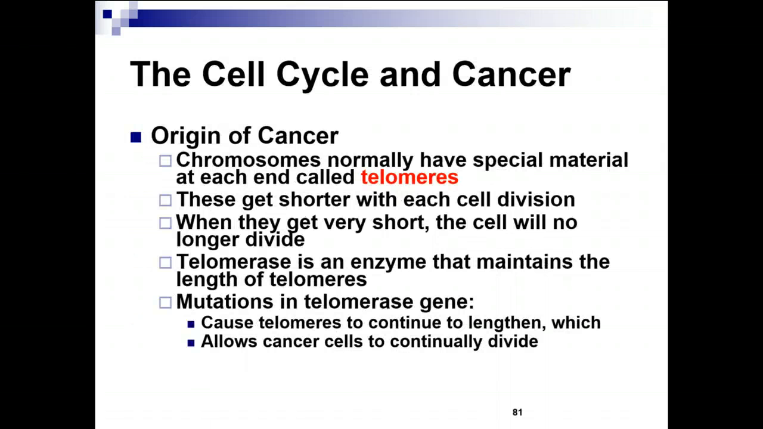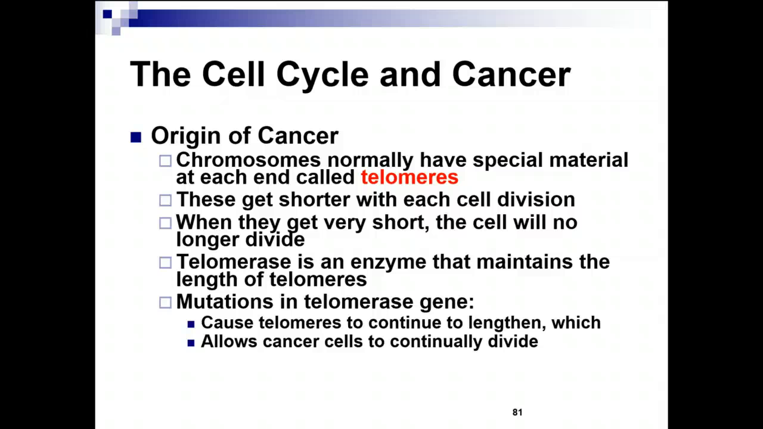The cell cycle in cancer. Let's talk about some other reasons that cancer may originate besides mutations in the proto-oncogenes and tumor suppressor genes. One theory about cancer and how it originates has to do with the telomeres. Chromosomes normally have special material at each end called telomeres.